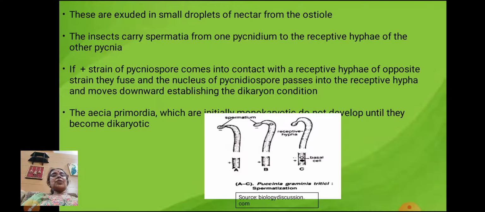So, if the plus strain of the pycniospore comes in contact with the receptive hypha of the opposite strain, they fuse and the nucleus of the pycnidiospores passes into the receptive hyphae and moves downward, establishing a dikaryon condition. You can see the diagram here with the spermatia and the receptive hyphae. The nuclei of the spermatia pass through the receptive hyphae and make the receptive hyphae dikaryotic. The Aecidial primordia, which are initially monokaryotic, do not develop until they become dikaryotic.